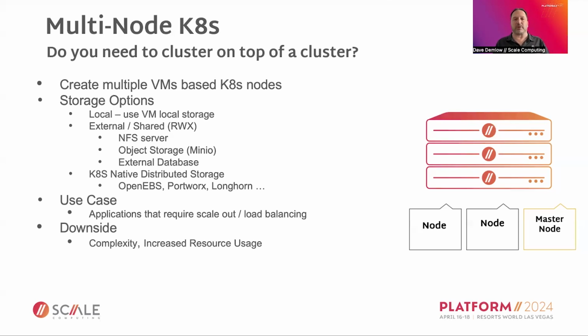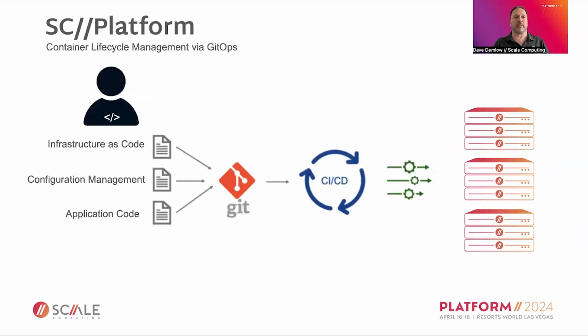But again, you have to think about your use cases. Do you have applications that require scale out load balancing? You can also start with one node Kubernetes and expand it later down the line. The downside is the increased complexity and increased resource usage of having multiple Kubernetes nodes running. There is more overhead in communication, keeping those in sync, and so on and so forth. So it's just a fair question to ask for your applications.